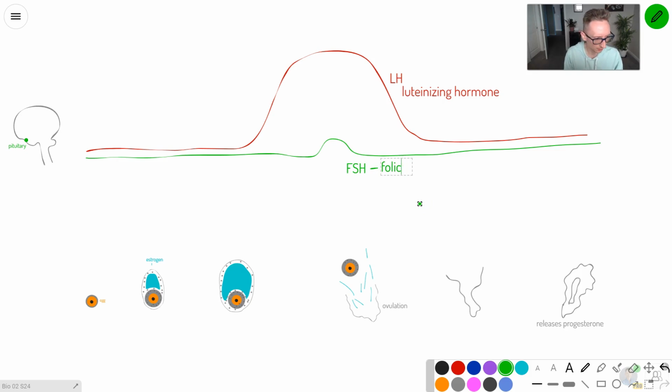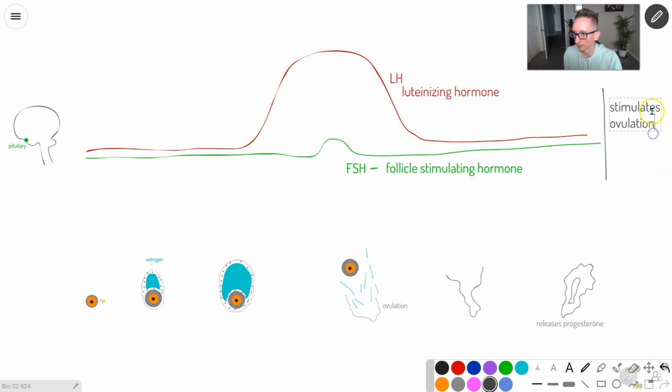Follicle, how do you spell that? Follicle stimulating hormone. I don't know how to spell follicle. Two L's. Okay. All right, so both of those are released by the pituitary and stimulate ovulation. All right, it's pretty cool.